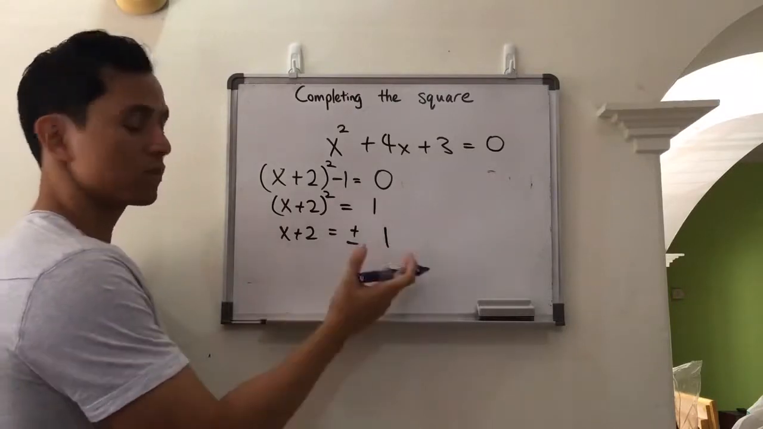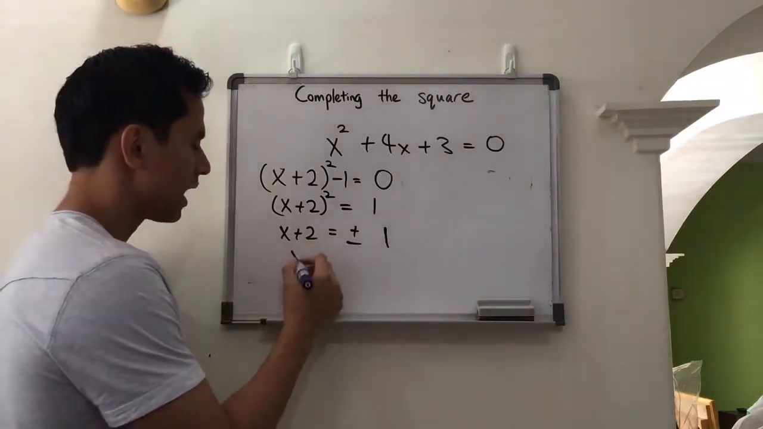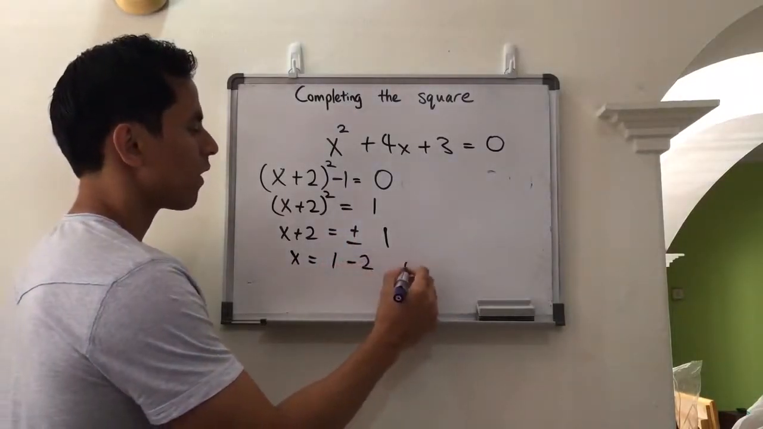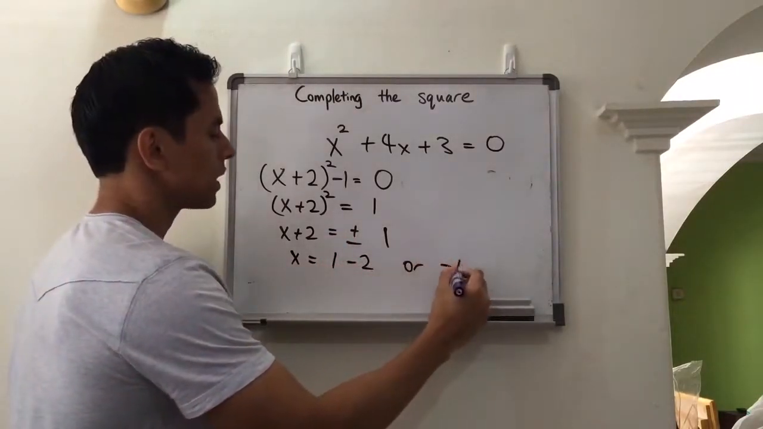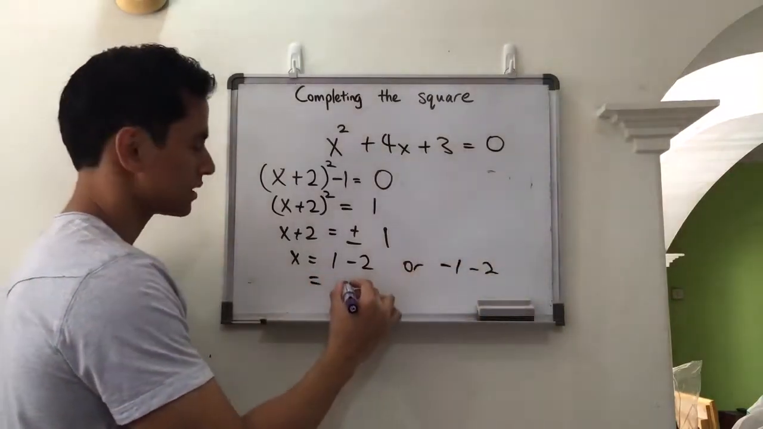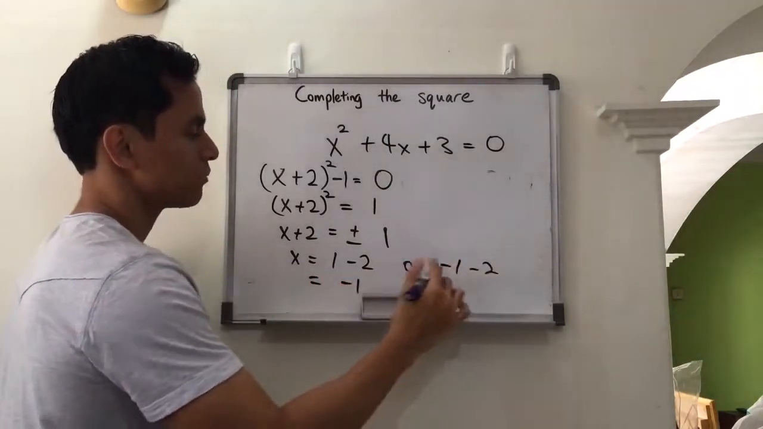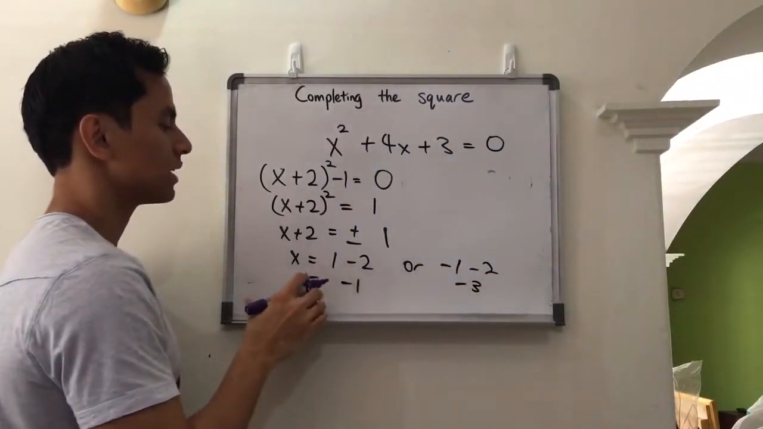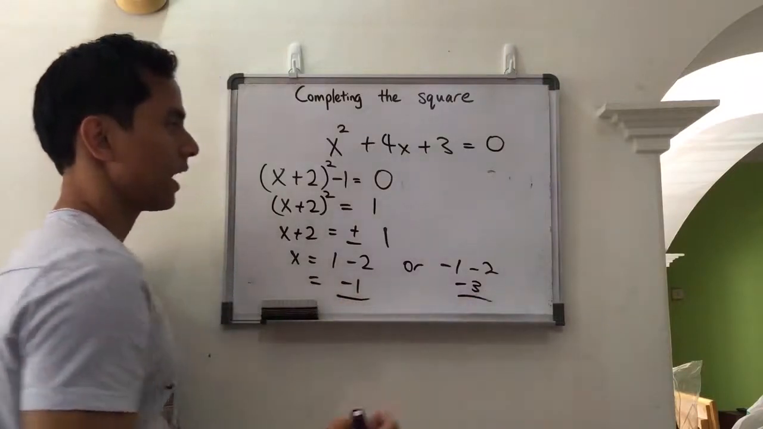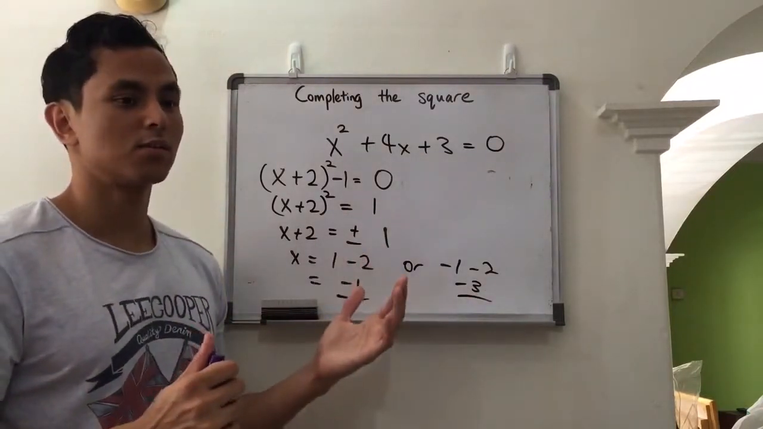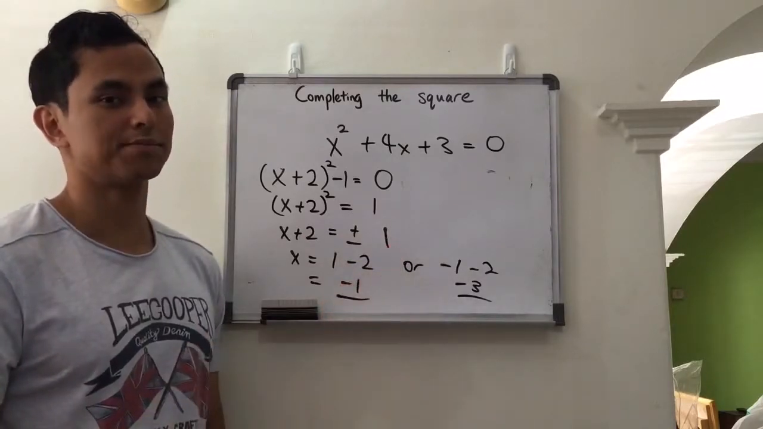And now we're going to solve. So x equals 1 minus 2, or minus 1 minus 2. So this gives us 1 minus 2 is negative 1, and minus 1 minus 2 giving us negative 3. So these are our two answers, okay? And recall that these two answers are the same as the ones earlier that we found through the cross method.